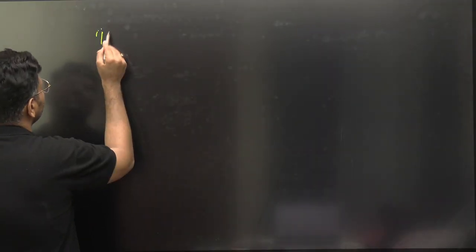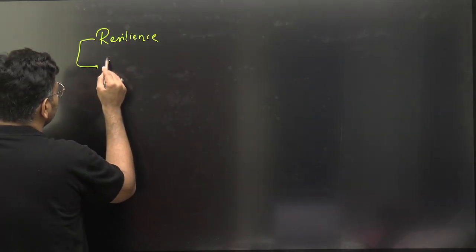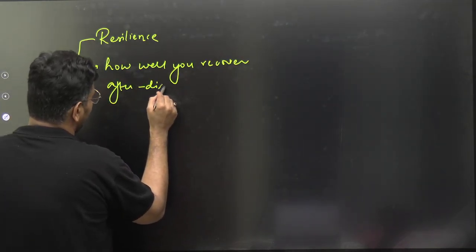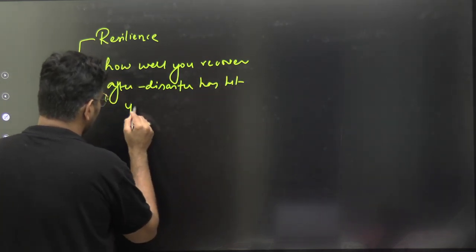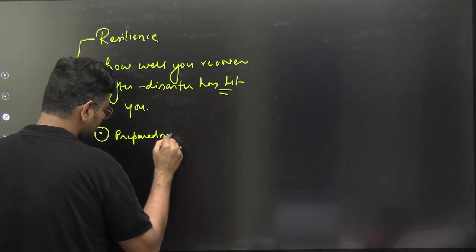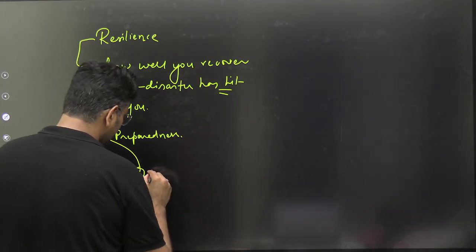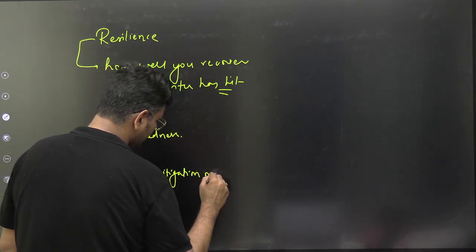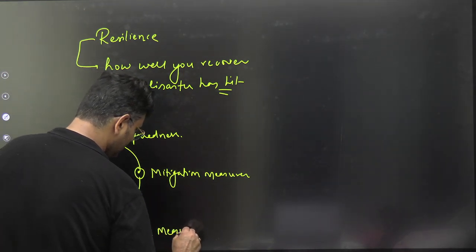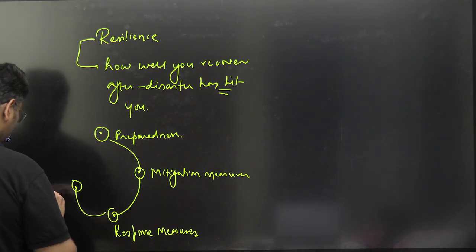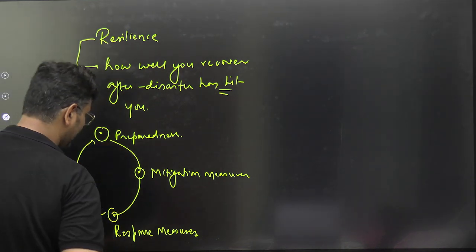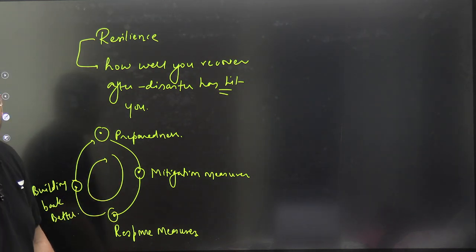Okay, let's see. When I say resilience, it is how well you recover after a disaster has hit you. Now, having said this, we have a preparedness that must happen. We must take some mitigation measures. We must take some response measures. It also goes into building back better, and that leads again to preparedness. So it's a whole entity that is imbibed into disaster management.